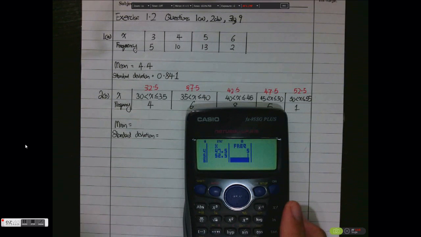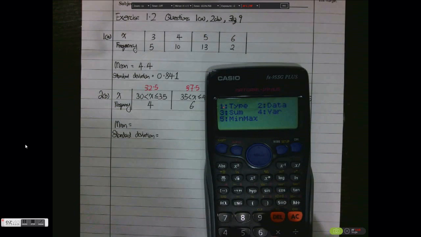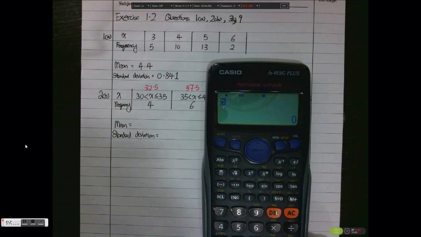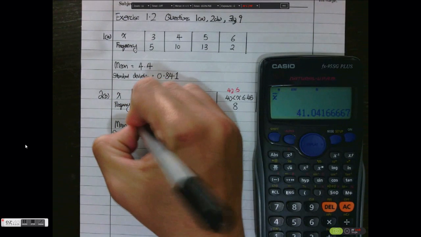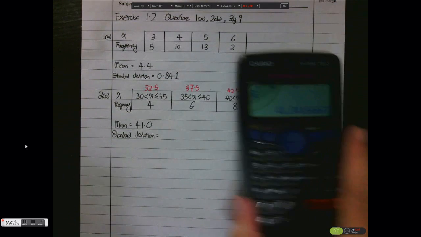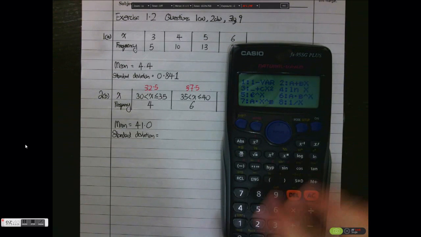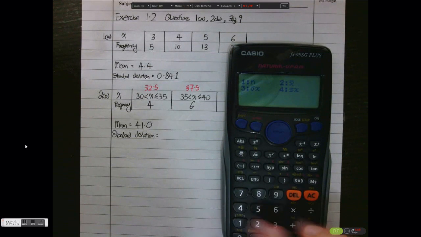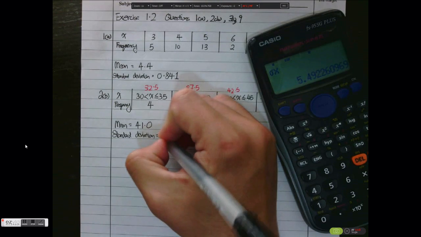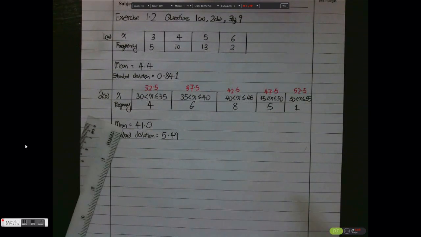Press the on button. Now, in order for me to get my standard deviation, my mean first. My mean is 41.0. Now to find my standard deviation. Sorry, my standard deviation is 5.49. And that's it for these two questions. Remember, bonus question for tomorrow: why do I use the middle value, or the middle of the range?